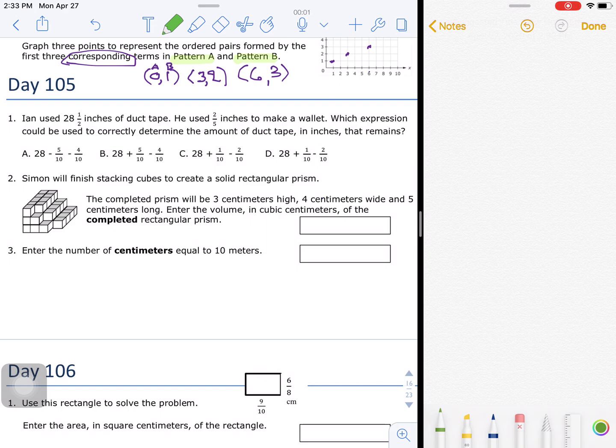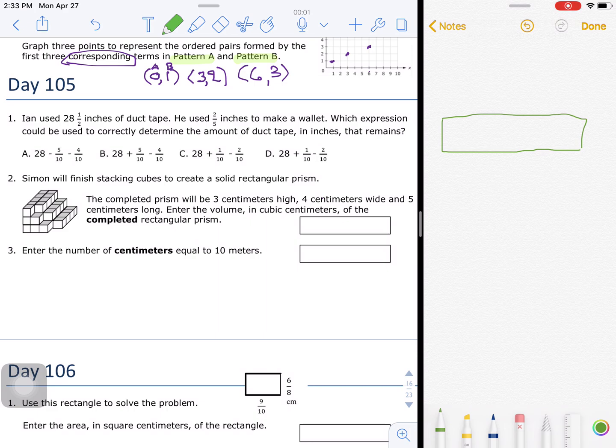Problem number 1. Ian used 2.5 inches of duct tape. He used 2/5 inches to make a wallet. Which expression could be used to correctly determine the amount of duct tape in inches that remains? So let's go to our favorite type of diagram, a tape diagram.